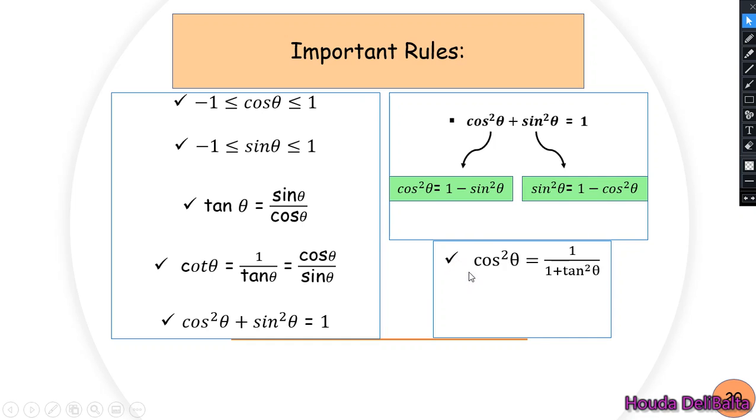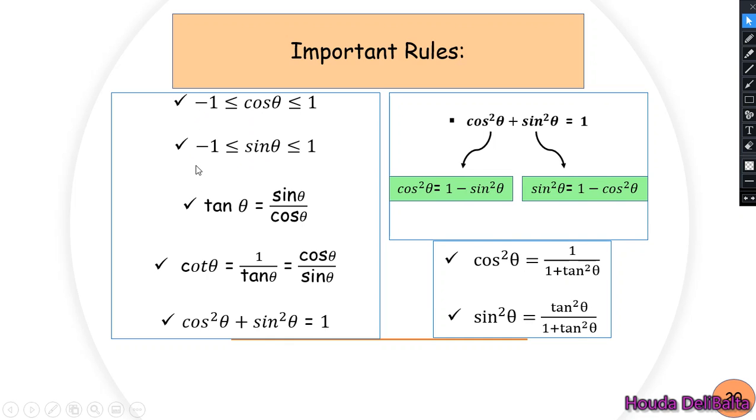Here is also an important rule that you have to keep in mind. It's related between cosine and tangent. It's cosine squared theta equal to 1 over 1 plus tangent squared theta. Some write that 1 over cosine squared theta is equal to 1 plus tangent squared theta, as if making reciprocal for both sides. Also, sine squared theta is equal to tangent squared theta over 1 plus tangent squared theta. So these are to be kept in mind very carefully.